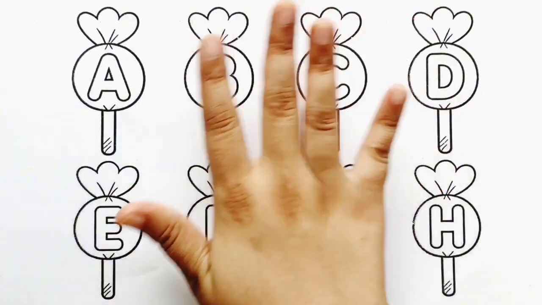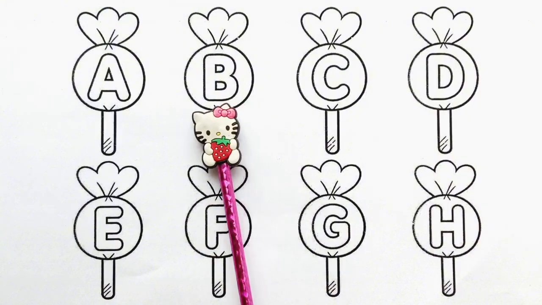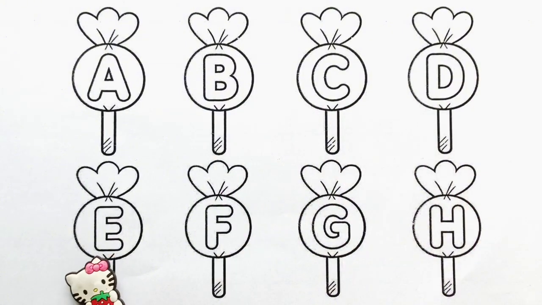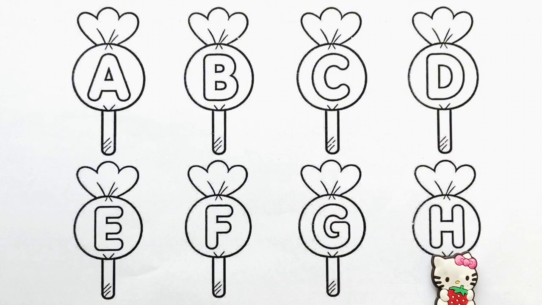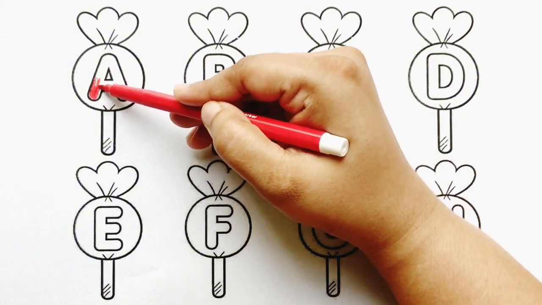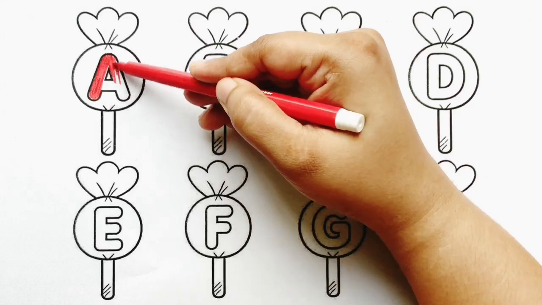Hello kids, today we learn capital letters A, B, C, D, E, F, G, H. Let's color. Red color. A for alligator and A for airplane.